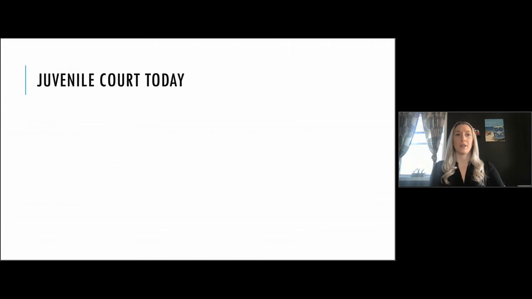So juvenile court today. We have 3 types of cases that can come before juvenile court. We have delinquency, which can include either acts that are considered a misdemeanor or a felony offense if it would be committed by an adult, or you have status offenses. And these are behaviors that are only an offense because the person is a juvenile. This includes things such as drinking alcohol, being ungovernable, running away from home, and truancy.